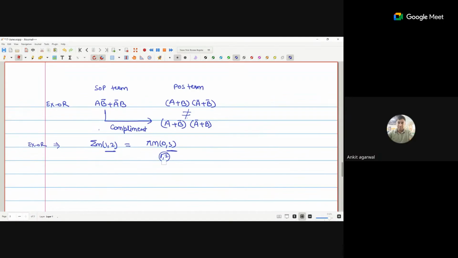Okay, so we can say the terms which are present here are not present there, and the terms which are not present here are present there. So the representation is basically complement, but exactly these terms are not a complement. Clear?